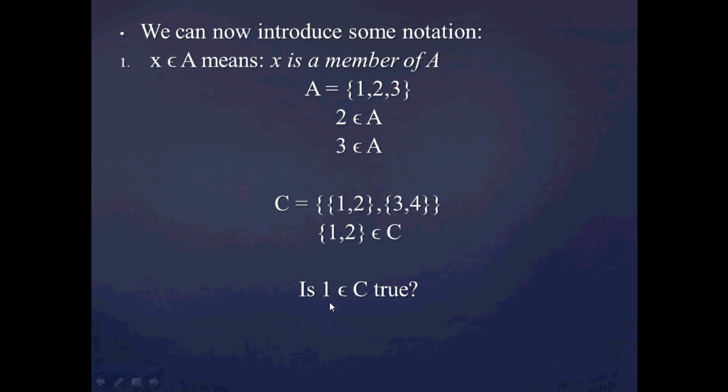So my question for you is, is the object 1 within the set C? Is that statement true? Well, it turns out it's not, because set C only has two objects, the set {1, 2} and the {3, 4} object. And 1 is not the same, at least not in set theory, 1 is not the same thing as the object {1, 2}.